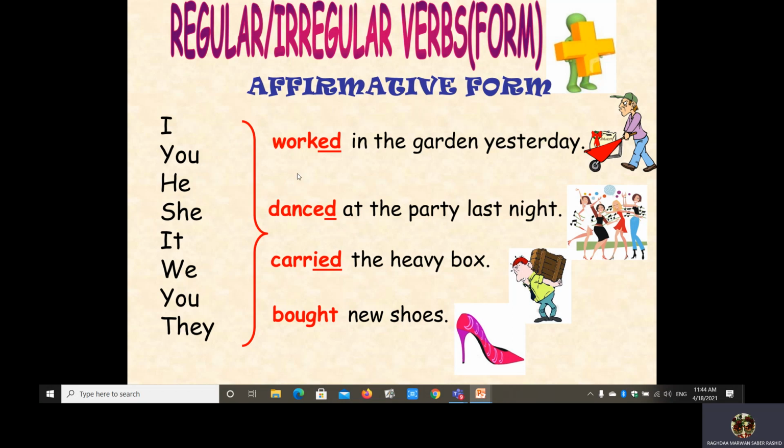With all the subjects, we put the verb in the past. For example, I worked in the garden yesterday. She danced at a party last night. He carried the heavy box. She bought new shoes. All these are sentences in the past with regular and irregular verbs.